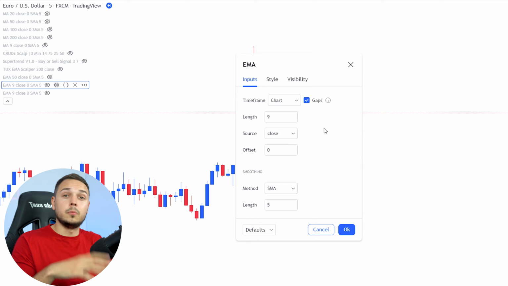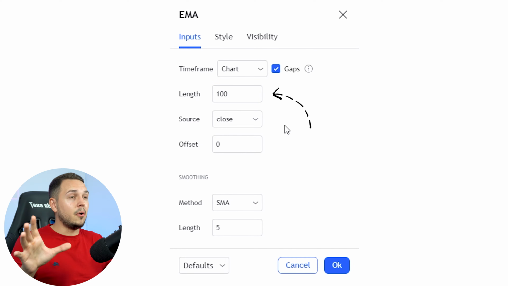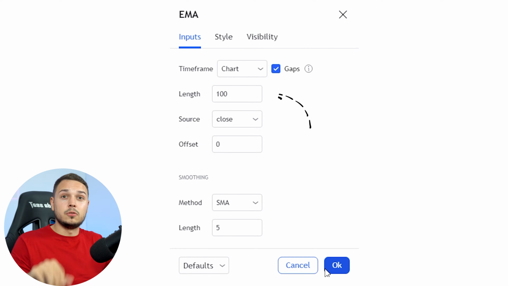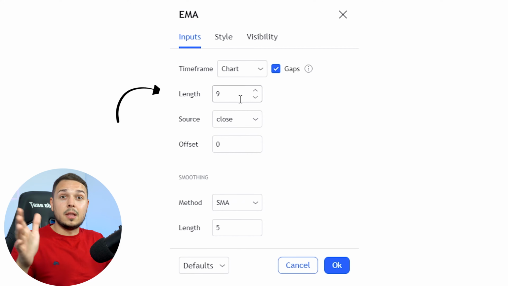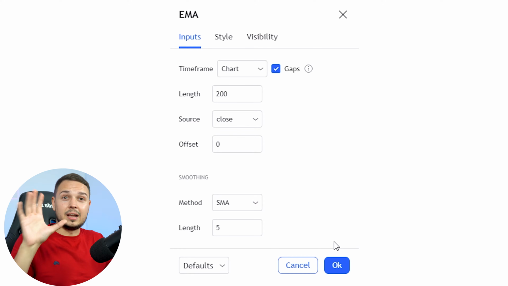We're going to do the same thing for the remaining exponential moving averages. So I click on the settings icon once again. For the second EMA line, we will change the length from 9 to 100. And the last EMA line, change the length from 9 to 200. Once you do that, click OK.